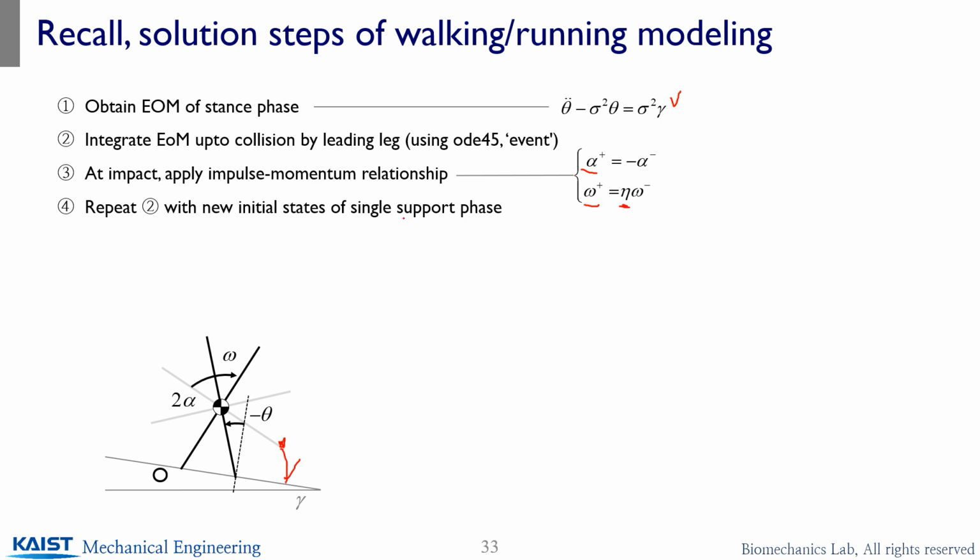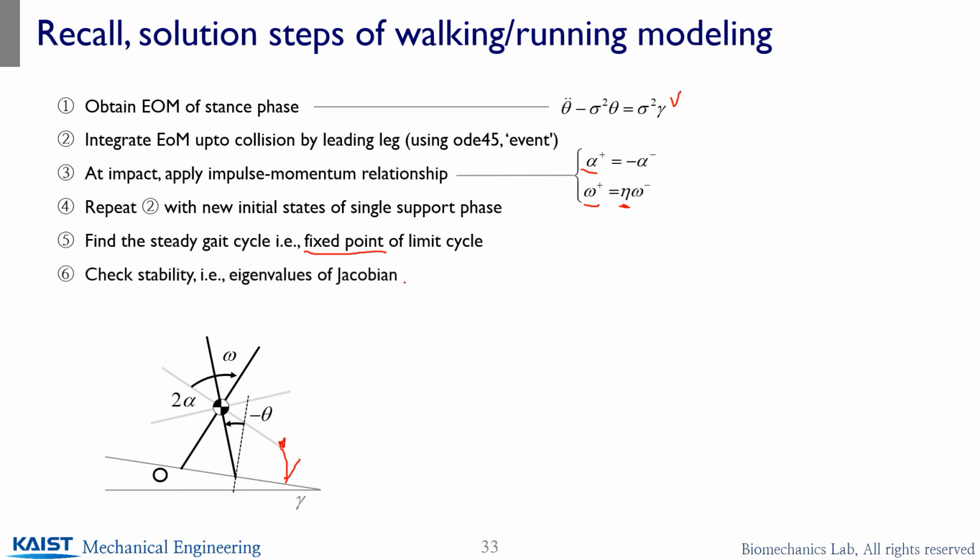Of course, for the rimless wheel, you can analytically find the initial condition that will result in steady state using the analytical formulation, so you can find the fixed point. But generally you should find it through repeated iteration, and then we learned how we can check the stability using the eigenvalues of the Jacobian.